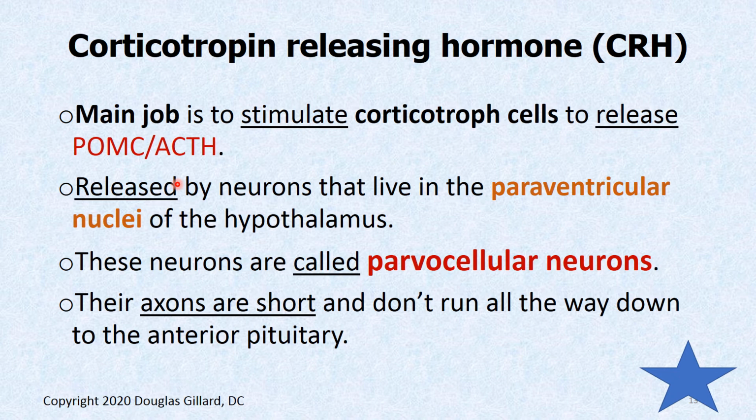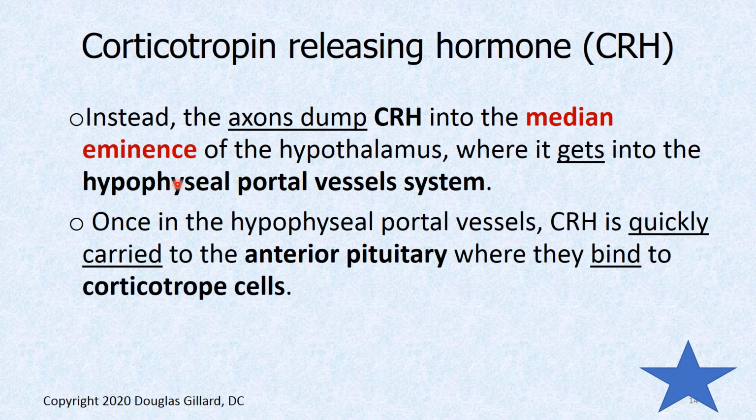Now they're not like magnocellular neurons. Where do magnocellular neurons live? In the SON, supraoptic nuclei. They release ADH. They have very long axons that go all the way down to the posterior pituitary. Not the story with parvocellular neurons. They have short, stubby axons that don't go that far. In fact, they end at the bottom of the hypothalamus at a region called the median eminence.